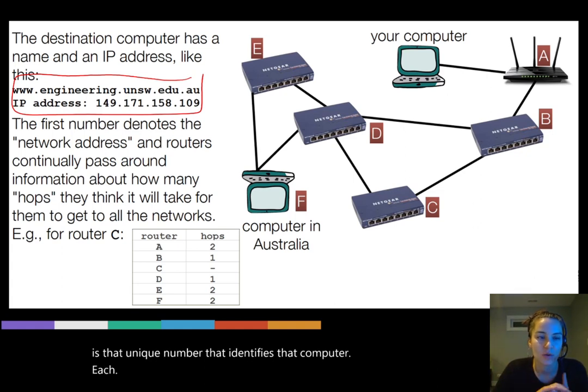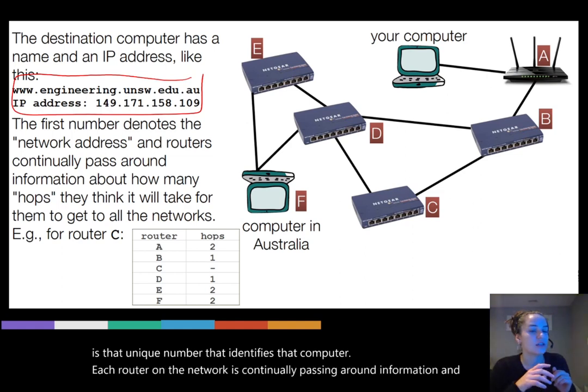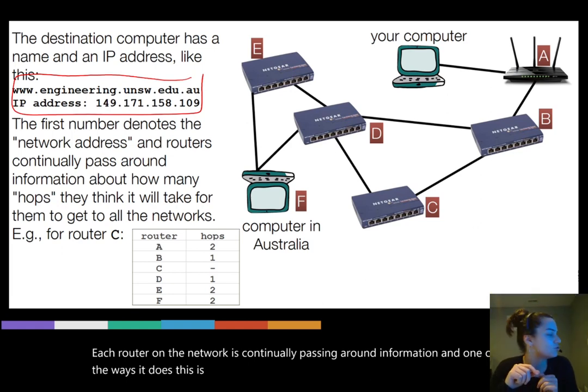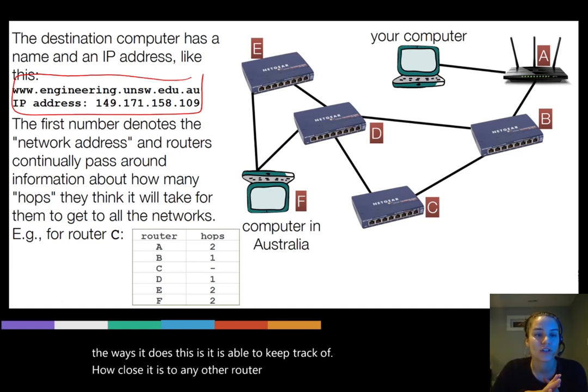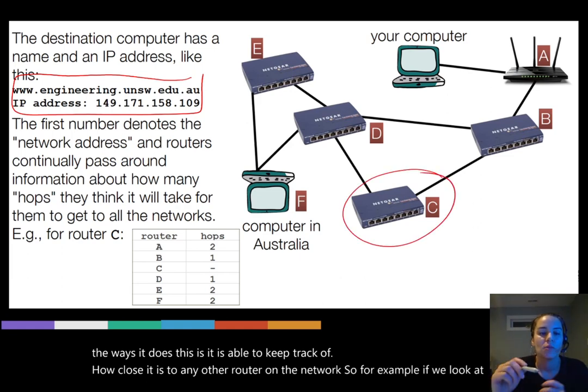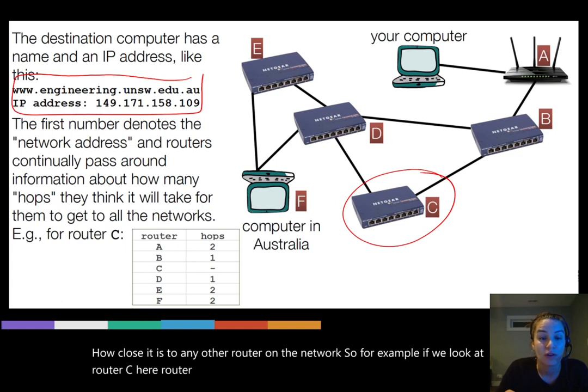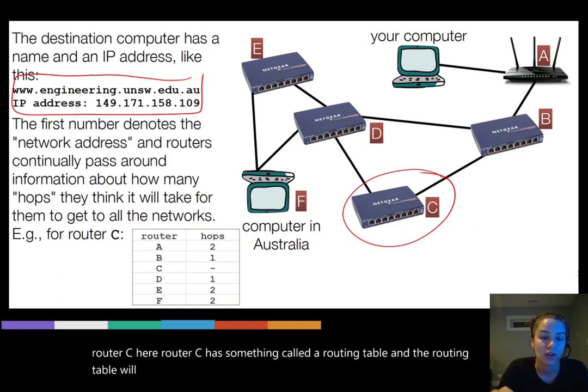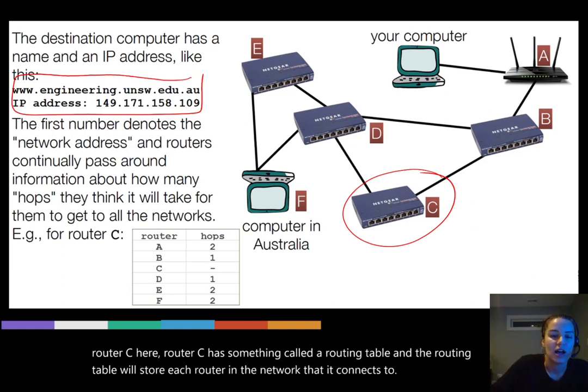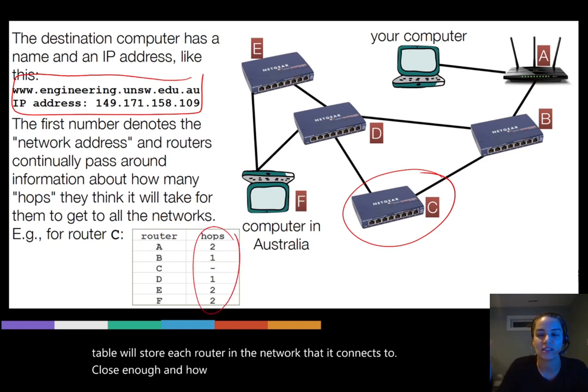Each router on the network is continually passing around information. And one of the ways it does this is it is able to keep track of how close it is to any other router on the network. So for example, if we look at router C here, router C has something called a routing table, and the routing table will store each router in the network that it connects to close enough, and how many hops away it is, as an example.